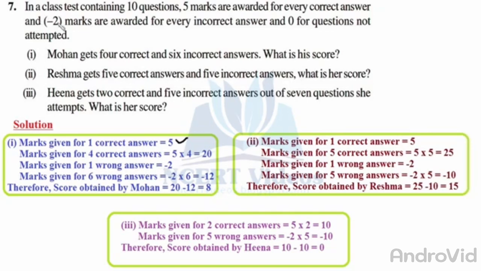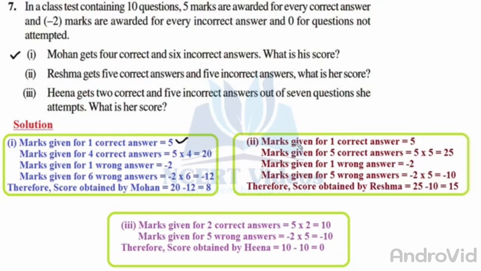But he also attempted wrong, and for wrong we have minus 2, which is given to us. And he performed 6 wrong questions. Therefore, total negative score by him is 6 into 2, 12 negative. Therefore, total score would be positive score minus negative score, that is 8. Therefore his overall score is 8 marks, which is positive in fact.